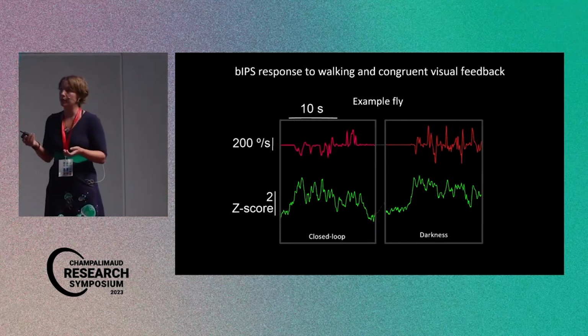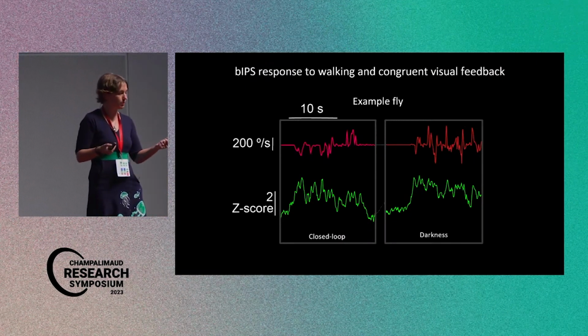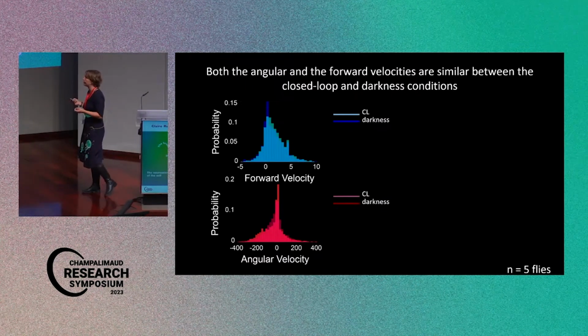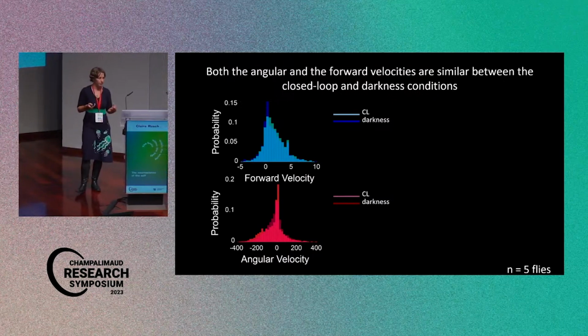But again, what we can do is look at those cross-covariance between signals. And before that, the first thing I did is to check that there was no difference in the behavior of the fly.